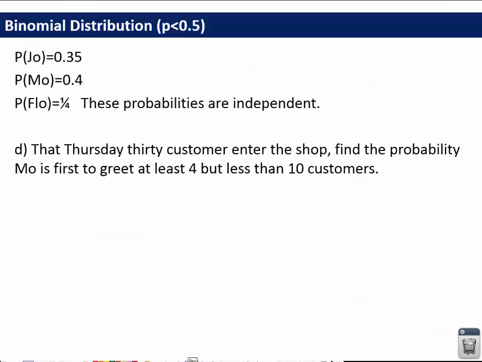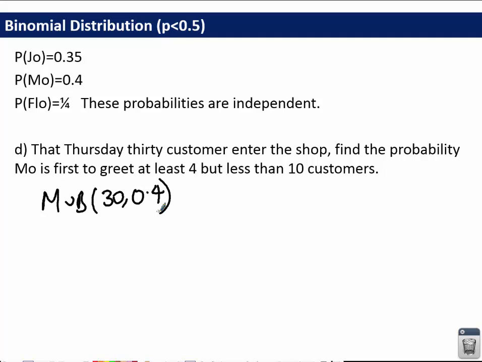Question D. That Thursday, 30 customers entered the shop. Find the probability Mo is first to greet at least 4, but less than 10 customers. So with this question, again, Mo is distributed binomially. We're telling the examiner we know it's a binomial distribution. There are 30 customers who enter the shop, so n is 30, and the probability for Mo is 0.4.